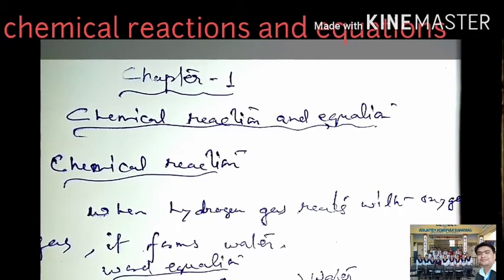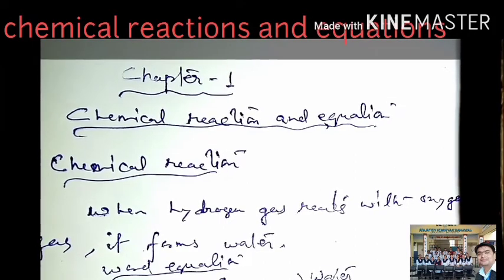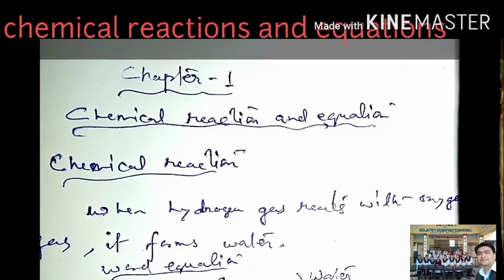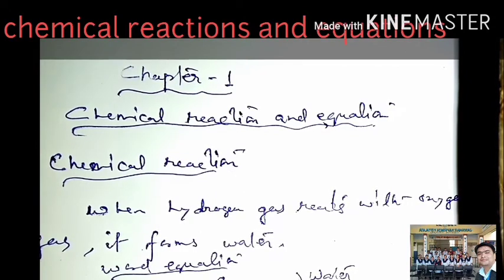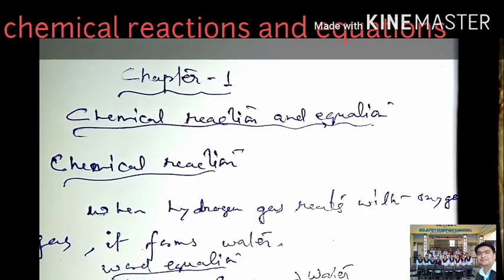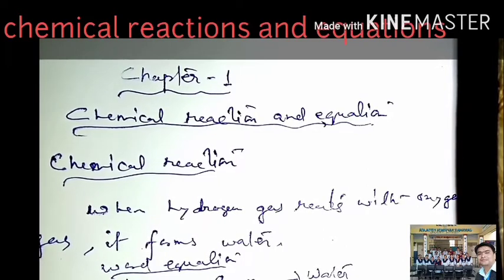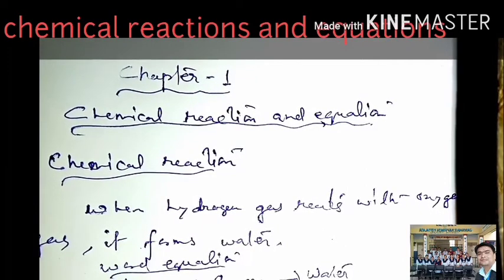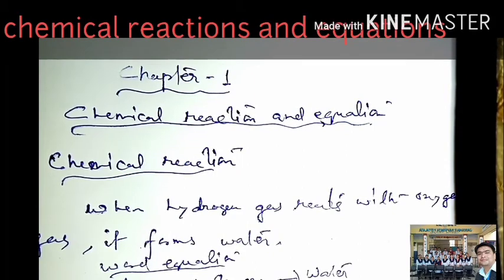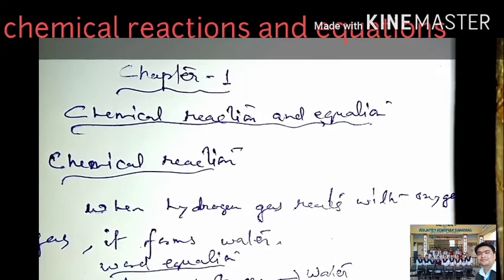Now students, you will say, see this one, I have represented this particular chemical reaction in the form of chemical formulas. That's why this kind of equation is called a chemical equation. Now I should say this equation is not a balanced equation.